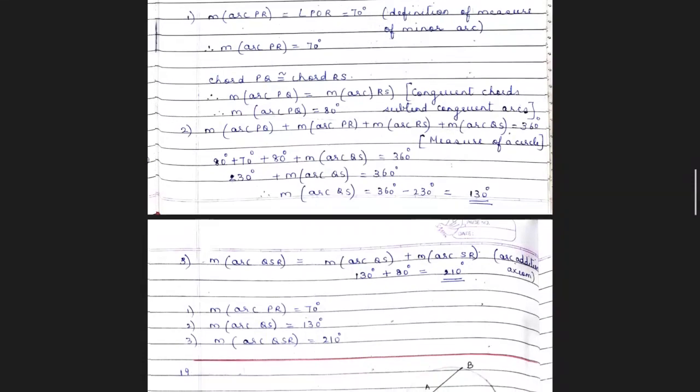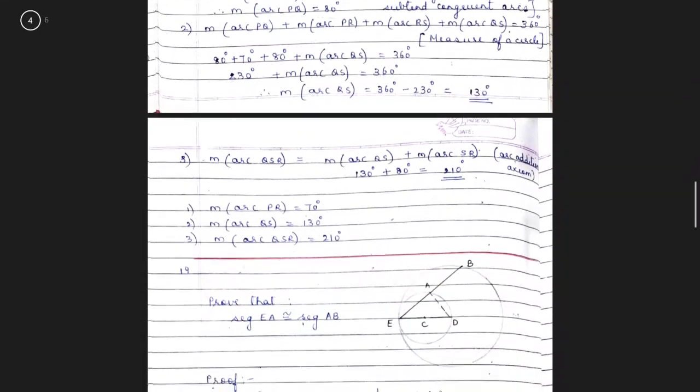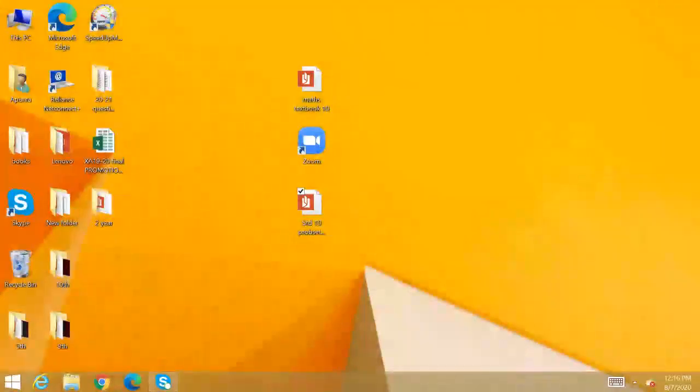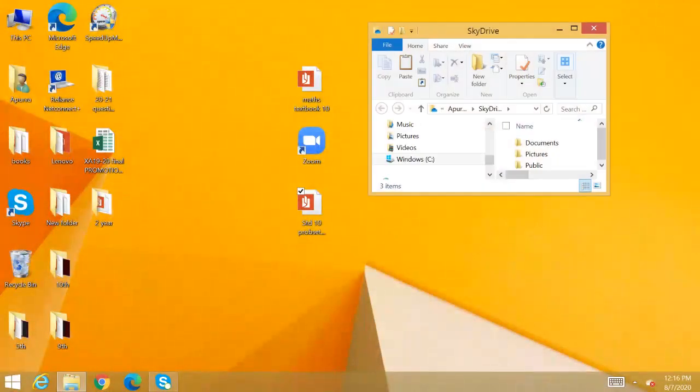The third question is to find measure of arc QSR. How do I find QSR? You just have to add measure of arc QS plus measure of the arc SR. Arc addition axiom. So when you add 130 plus 80, your answer is 210 degrees. Now write all those 3 question answers, one below the other, that they have asked. Okay. So that's question number 14. Next, we go to the next question in the text.